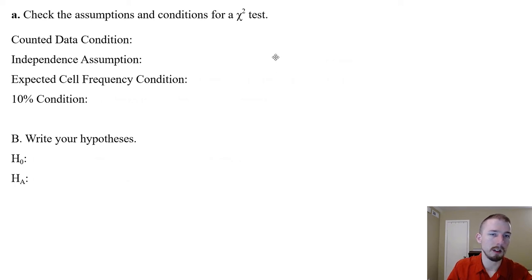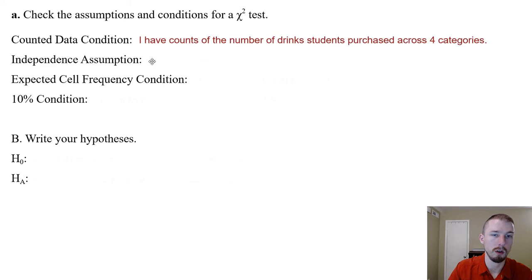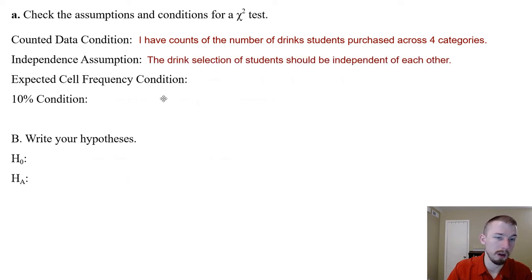So check the assumptions and conditions for the chi-squared test. Counted data, all of them were in counts, so counts the number of drinks each student purchased across 4 categories, so we're good to go. Independence assumption, each student's choice should be independent of the other, so we're good to go. We are expecting at least 5 in each cell, so clearly good there.